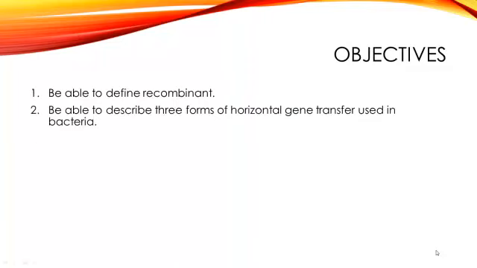There are just two objectives for this topic: be able to define recombinant, and to be able to describe three forms of horizontal gene transfer used in bacteria.